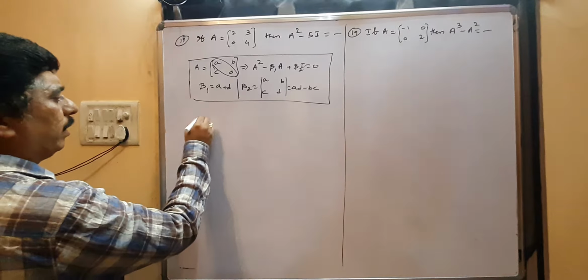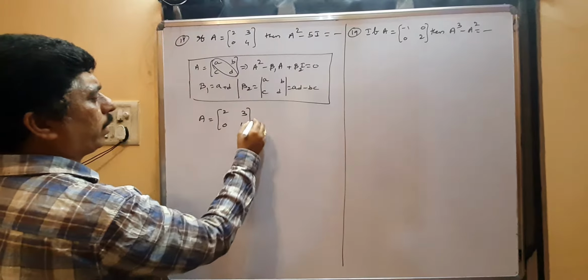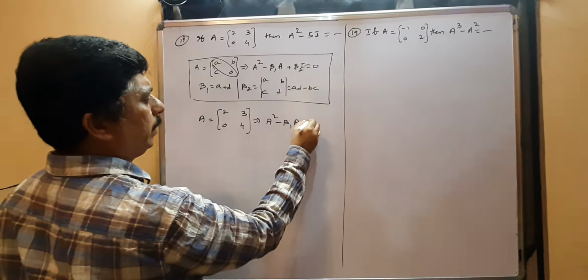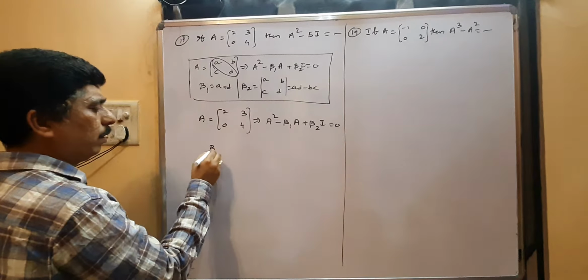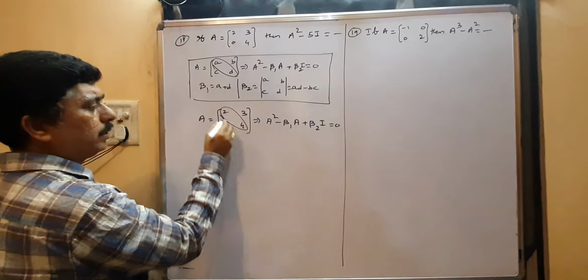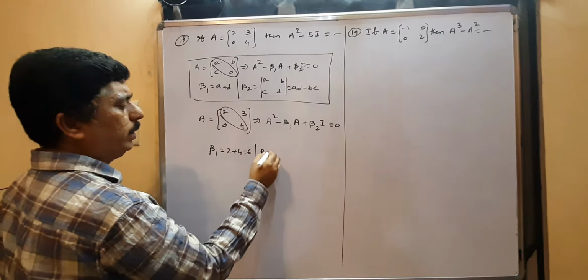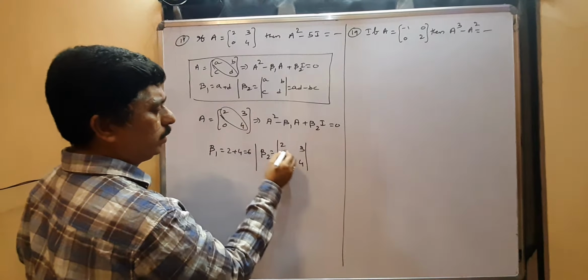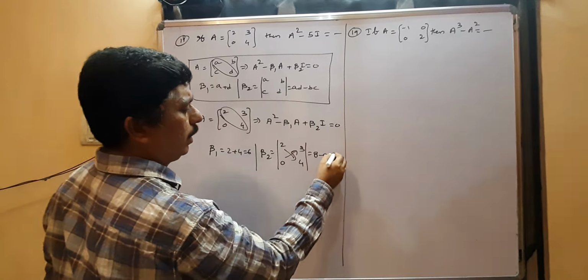A is given as 2, 3, 0, 4. Then the characteristic equation becomes A square minus beta 1 into A plus beta 2 into I equal to 0. What is beta 1? Sum of the diagonal elements, that is 2 plus 4, 6. Beta 2 is the determinant of the given matrix 2, 3, 0, 4. That is AD minus BC, 8 minus 0, that is 8.